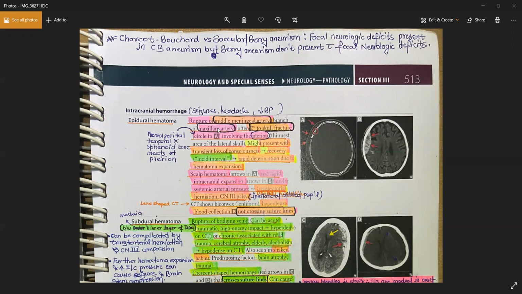This artery will be ruptured at the pterion region, which is the thinnest part of your skull. At that point, the frontal bone, temporal bone, and sphenoid bone all meet. So whenever a sudden trauma happens at that point, I will get a rupture of the middle meningeal artery, which is a branch of my maxillary artery. Because of that, you will have a hematoma between my bone and my dura mater, right?